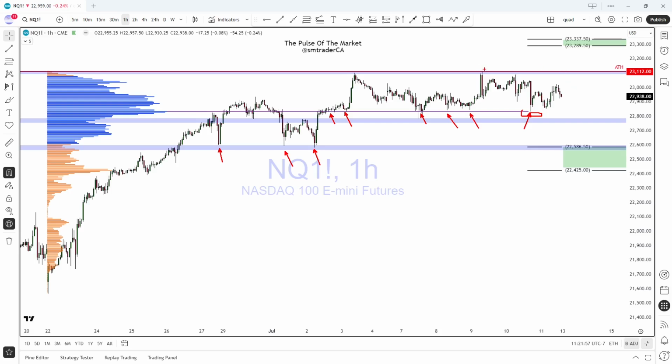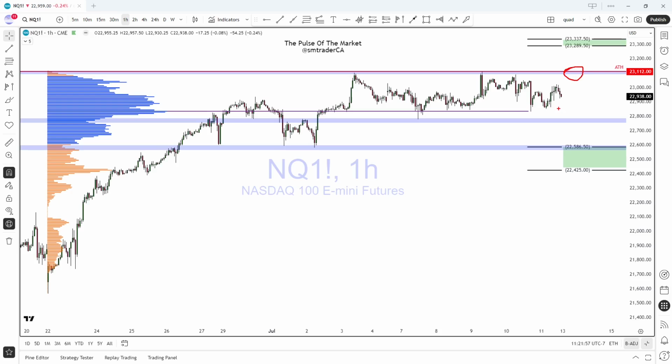Now, it came up and made an all-time high last week. So the first thing we'd be watching is to see whether it can make a new all-time high. Then we'd be watching it to push up into the upper range of the weekly expected move between 23,337.50 and 23,289.50. So that would be the upside right now. And it seems like I would keep an eye on the potential of going long, especially if it breaks into a new all-time high.